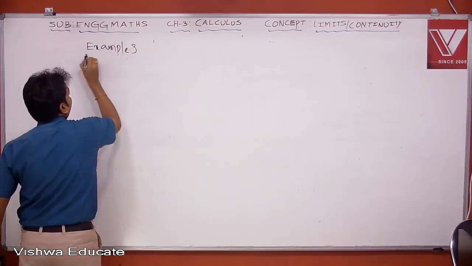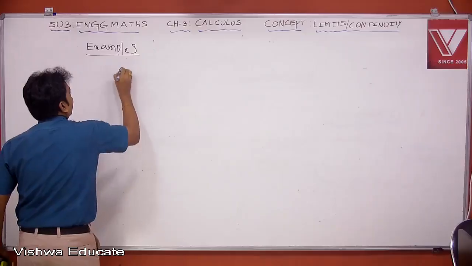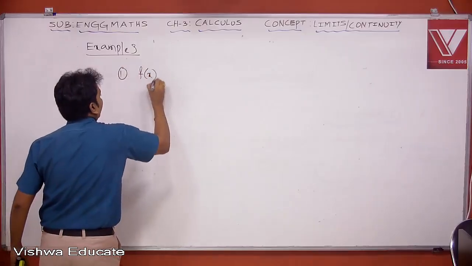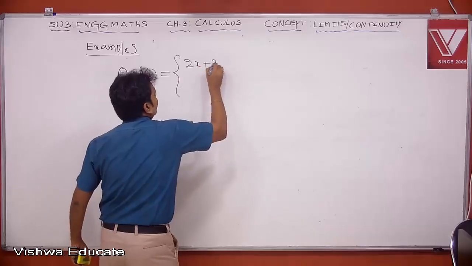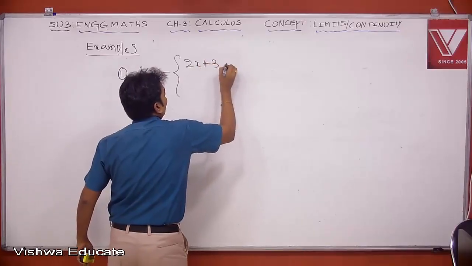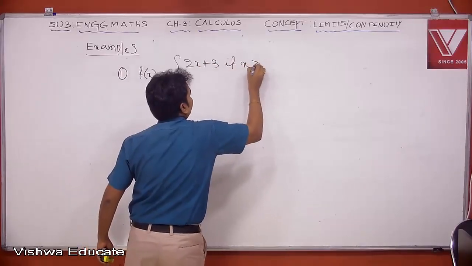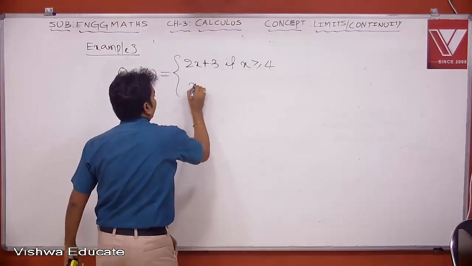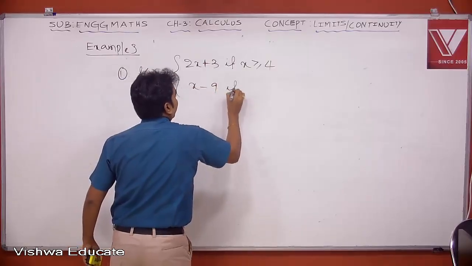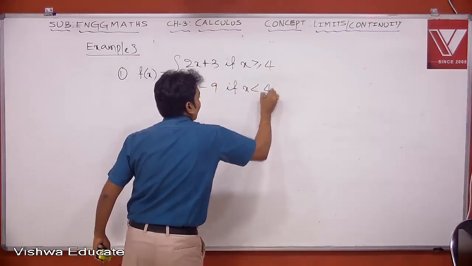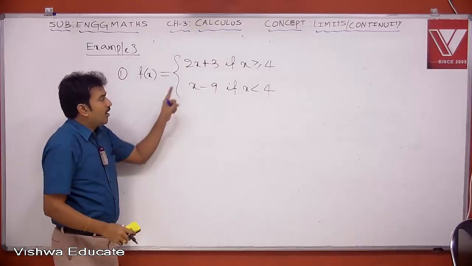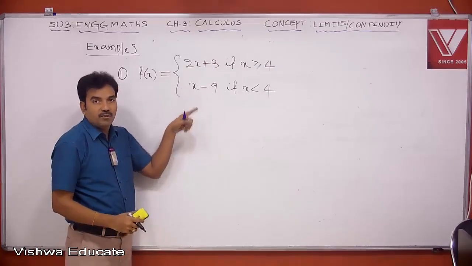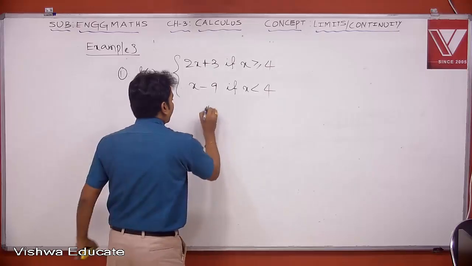Examples. First one. Suppose we have a function f of x defined like this. f of x equal to 2x plus 3 if x is greater than or equal to 4, and x minus 9 if x is less than 4. Now when you look at this function, the domain of this function is the set of real numbers. Here the domain is R.